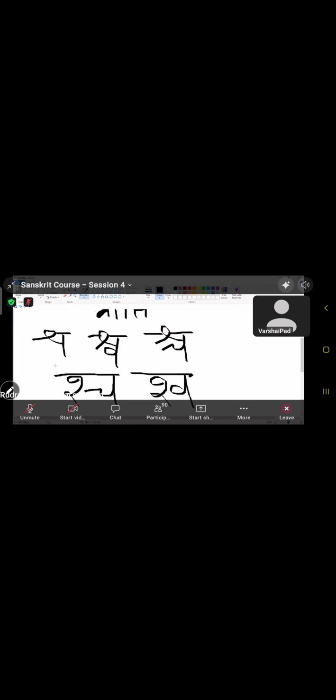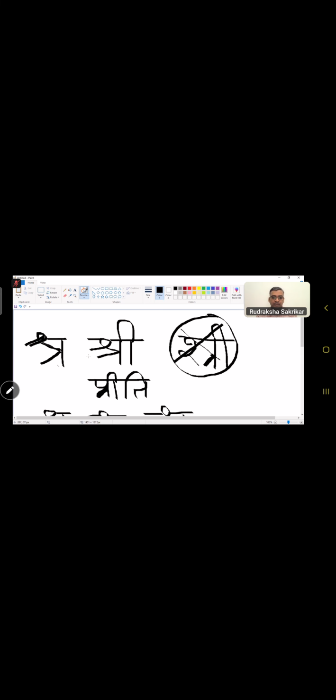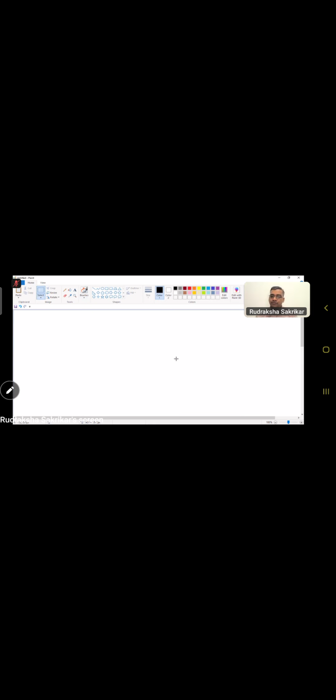So both the symbols can replace each other. Both are correct. For sh and for shva, they can replace, but sh is written like this only. Shra is not written like this. So this will be wrong because this is not the practice that anybody follows. This is the only way to write shra. And sir, in Jnaneshwara, what was your question?